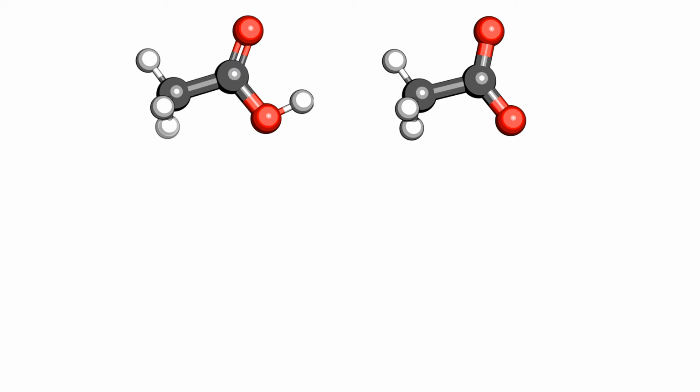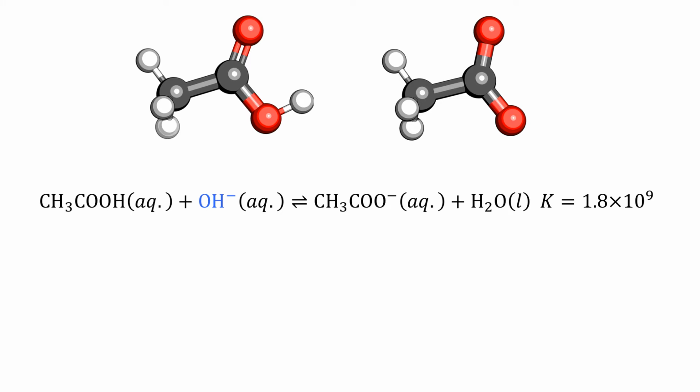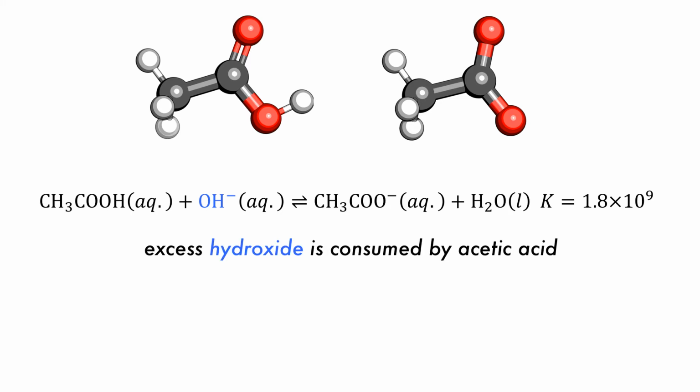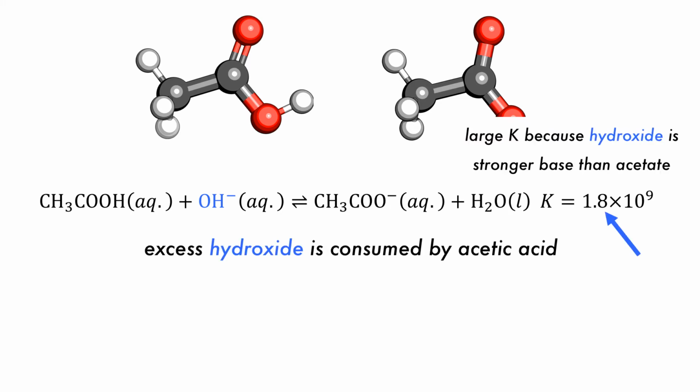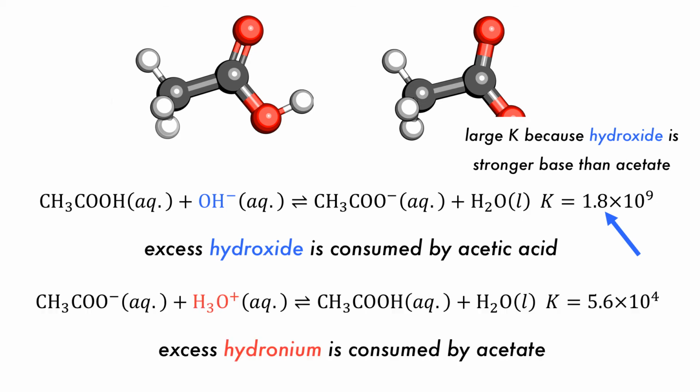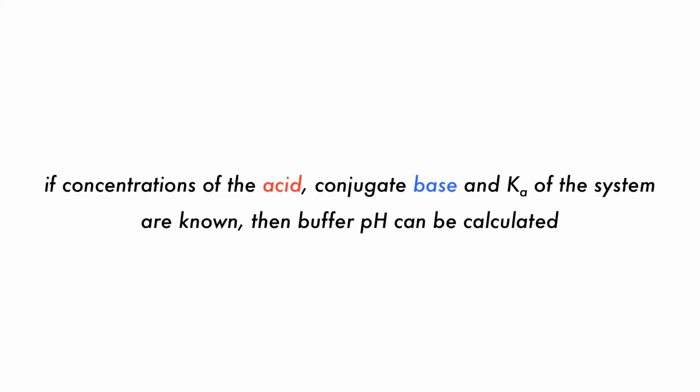First, let's consider the acetic acid acetate system. The acetic acid is necessary to consume any excess hydroxide that is added. This reaction has a large K value because the hydroxide base strength is much larger than that of acetate. The acetate anion will react with any excess hydronium ions in a similar manner. The large K value here also means that the hydronium ion is a stronger acid than acetic acid.